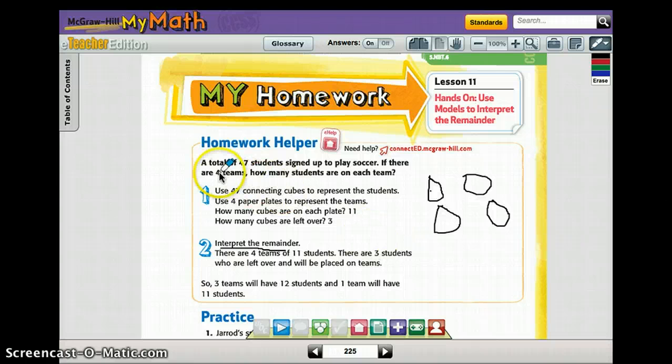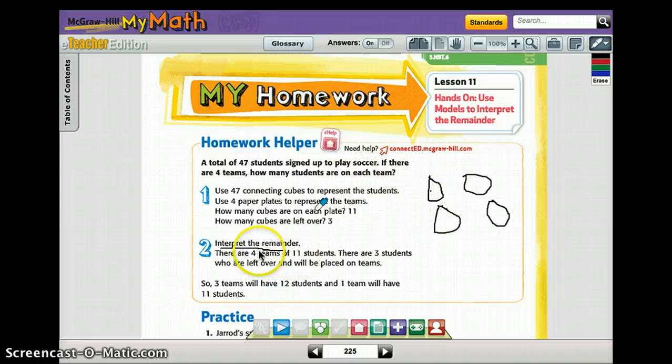Well, we can't just make another team of 3 kids. That wouldn't really work. So in this case, we have to think about it logically and think, well, we could just have 3 teams that have 12 students and 1 team will have 11, because that would be pretty fair. So that's why you always have to think about the remainder in terms of the question, because it could be different for each question.